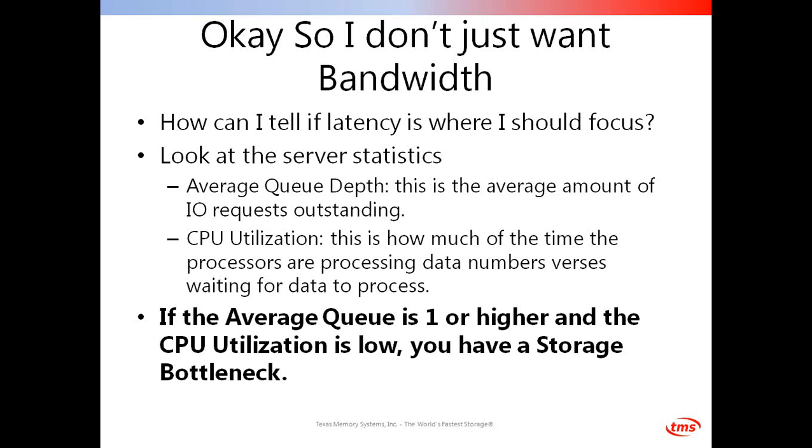It's how much time the processor is actually processing data versus waiting for data to process. So if you look at your CPU utilization and it's low and your I/O wait is high, that's a good indication that your I/O subsystem is not servicing all the requests in a timely manner. Generally speaking, if your average queue is 1 or higher and the CPU utilization is low, you have a storage bottleneck.